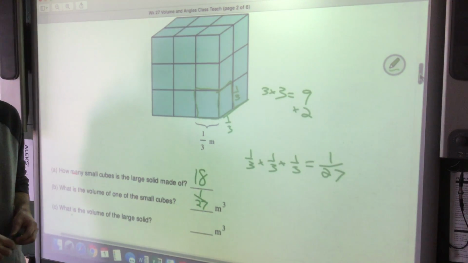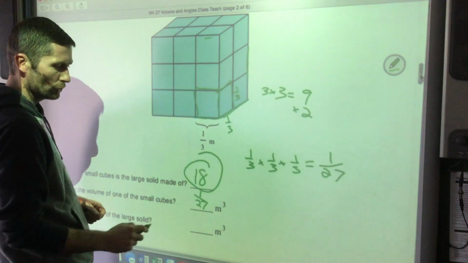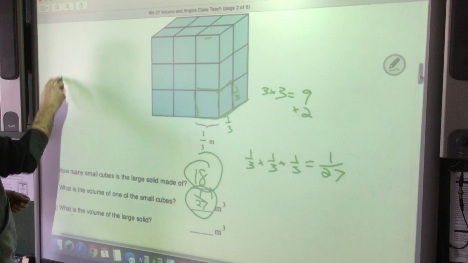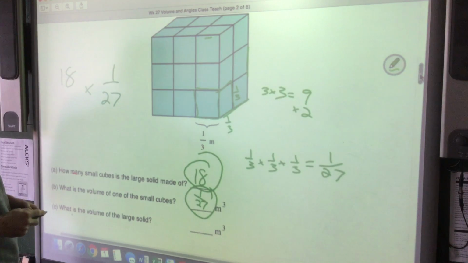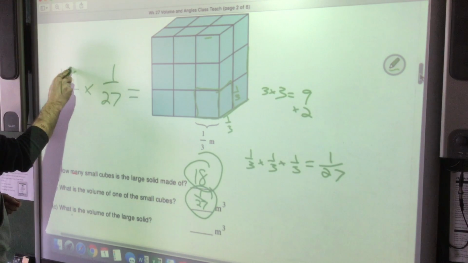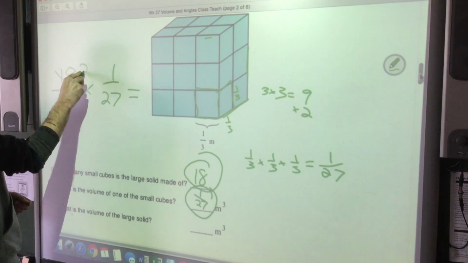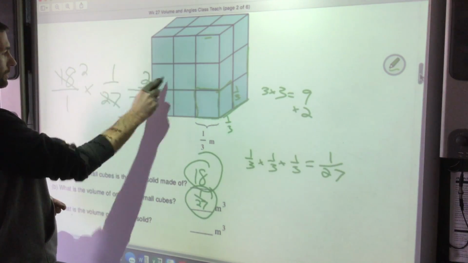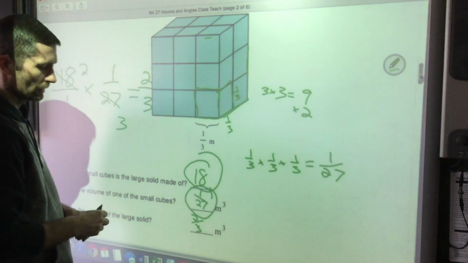What's the volume of the large solid? Okay, so my large solid here, the whole big thing is 18 cubes. Each of those cubes is 1/27 of a cubic meter. So what do I have to do? 18 cubes times 1/27. Okay, I'm going to put that as a fraction. I'm going to simplify first to make it easier. 9 goes into both 18 and 27. So 18 divided by 9 is 2. 27 divided by 9 is 3. So my answer is 2 times 1, 2. 1 times 3, 3. My answer is 2/3 of a cubic meter.